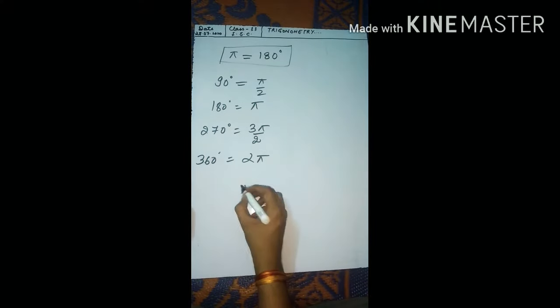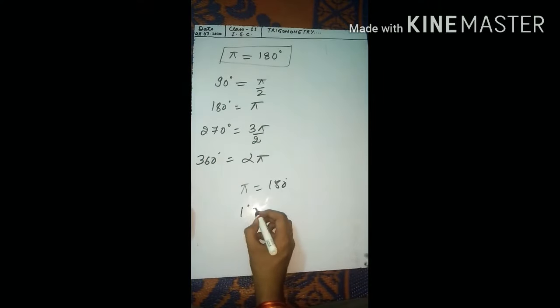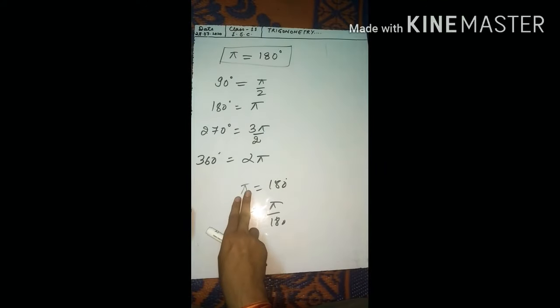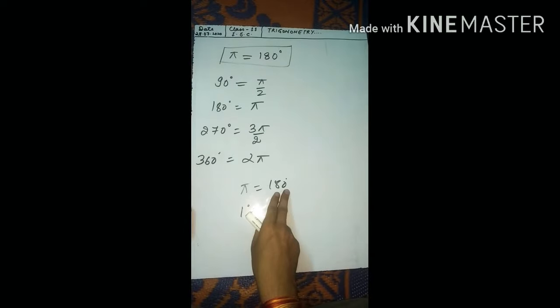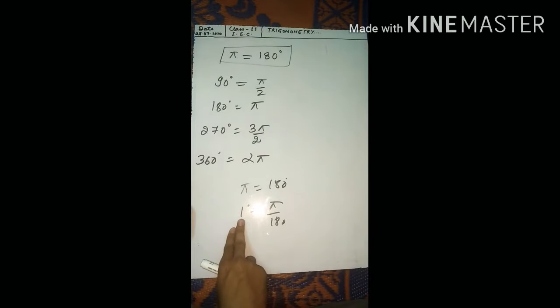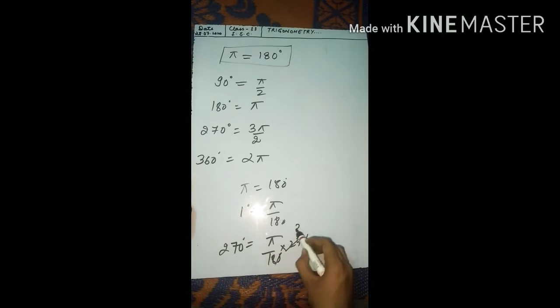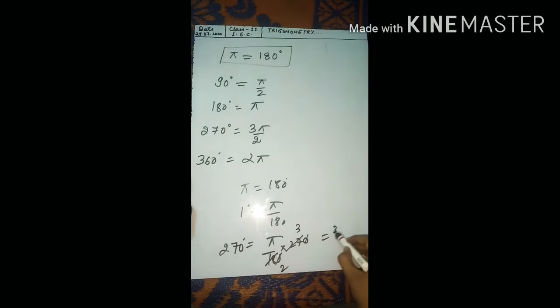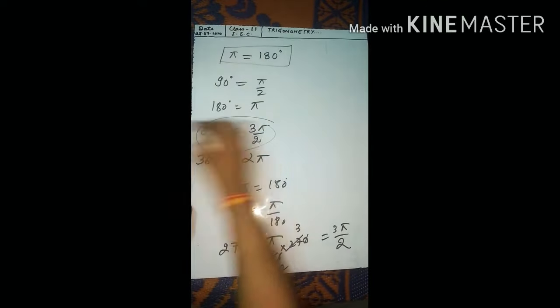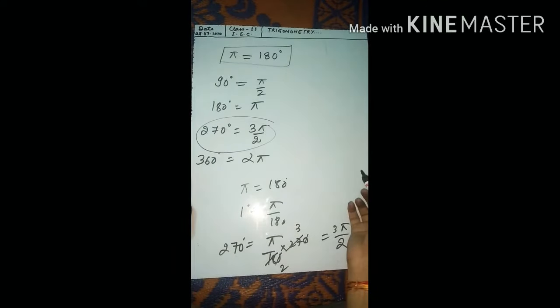You can convert degrees into pi. How? If pi is equal to 180 degree, then what is 1 degree equal to? Pi by 180. If pi is 180 degree and you need to find the value of 1 degree, you divide both sides by 180, so 1 degree is pi by 180. Now for 270 degree, it will be pi by 180 into 270. The zeros cancel, 9 times table cancels, 3 upon 2, so 3 pi by 2. Like this you can express any degree in terms of pi.